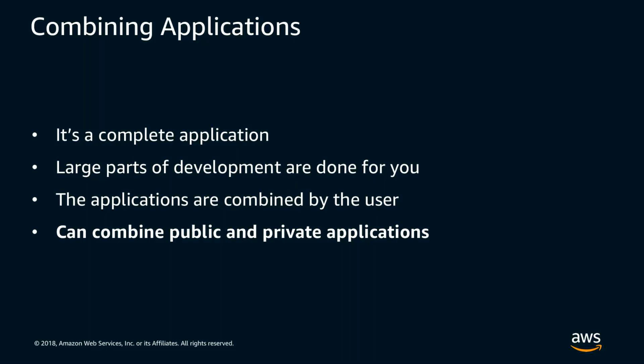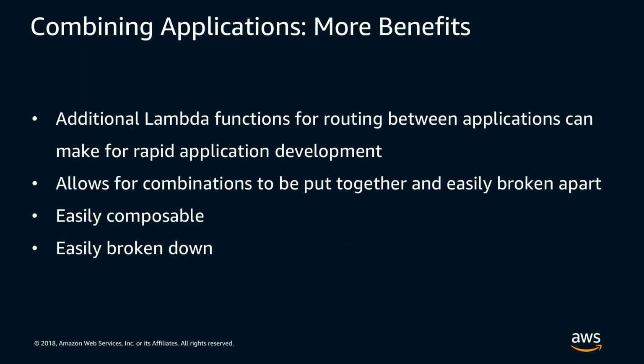And there are other benefits. You can have additional Lambda functions to route between applications. And it allows you to create even more combinations, to put things together, break things apart, to do more transformations on the data, so that if an application isn't quite what you were hoping for or doesn't produce the output that you were looking for, you can then transform that data easily through a single Lambda function or something similar, and it makes it more easily composable and more easily broken down.